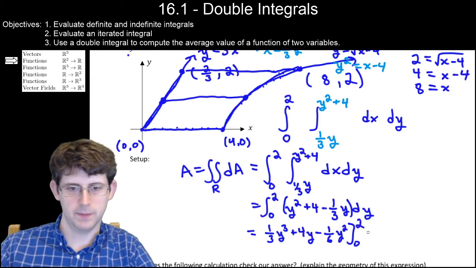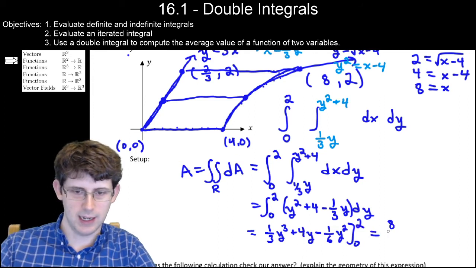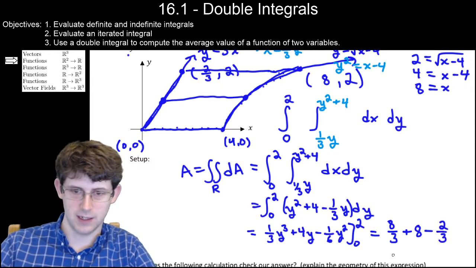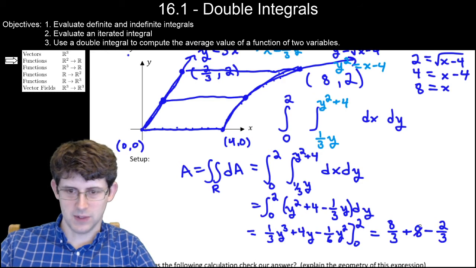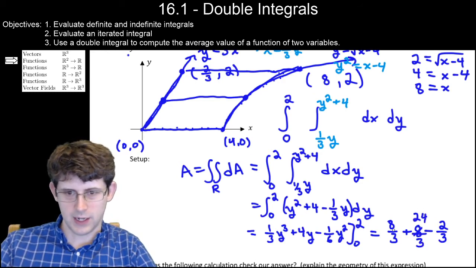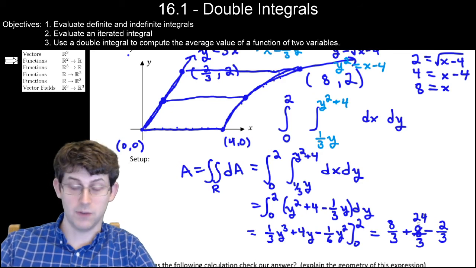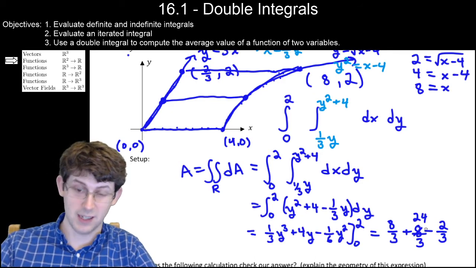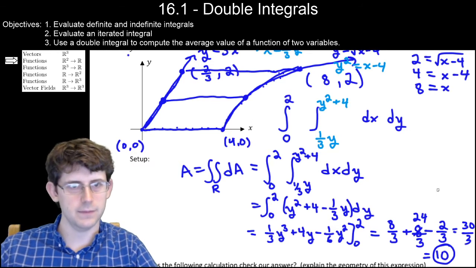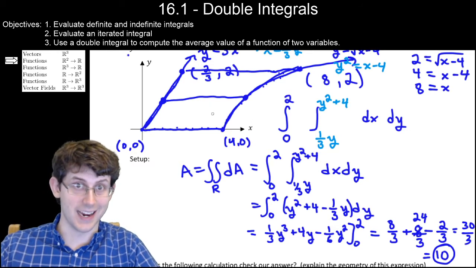From 0 to 2. Plug in the 2, you get 8/3 plus 8 minus 4/6. 4/6 is 2/3. Let's get everything in terms of thirds. So I have 8/3 plus 24/3 is 32/3, minus 2/3, that's 30/3. So my answer is 10. So the area of this region is 10.